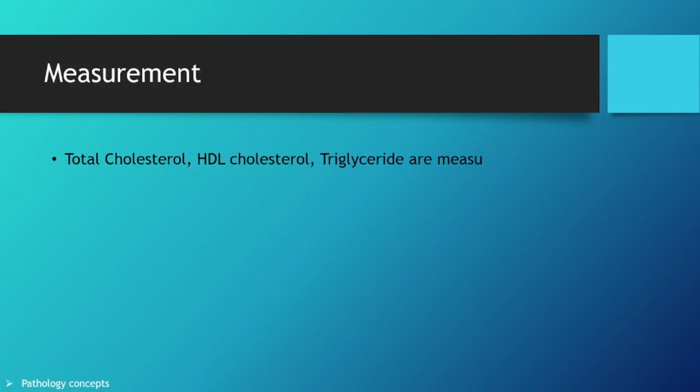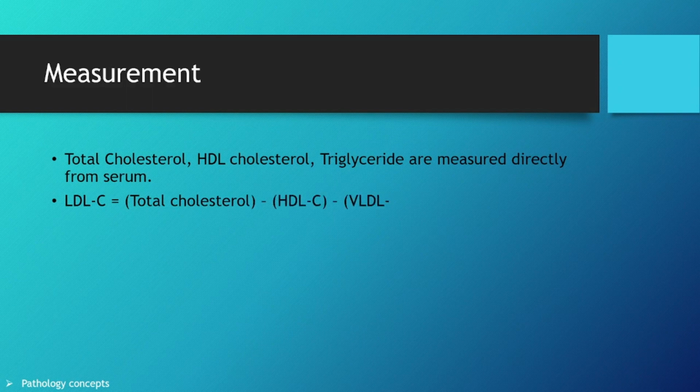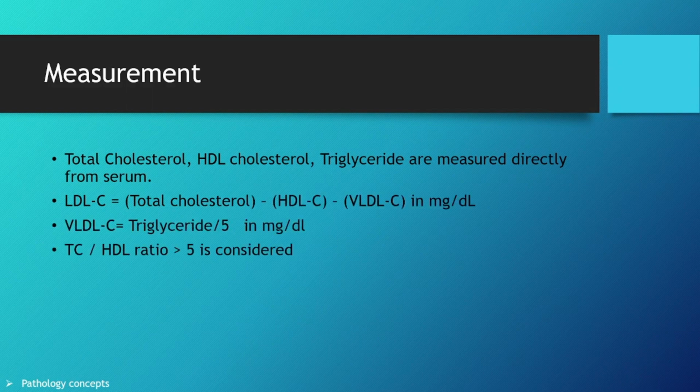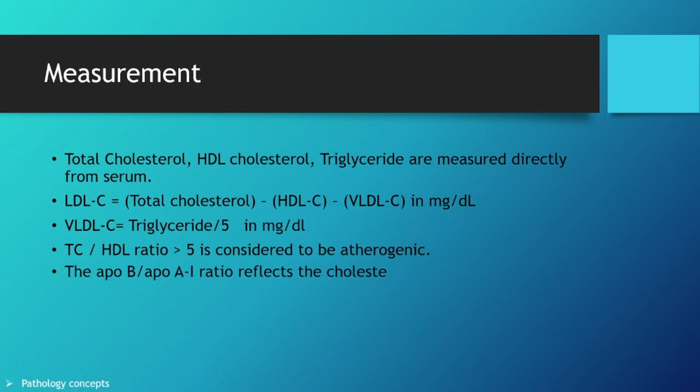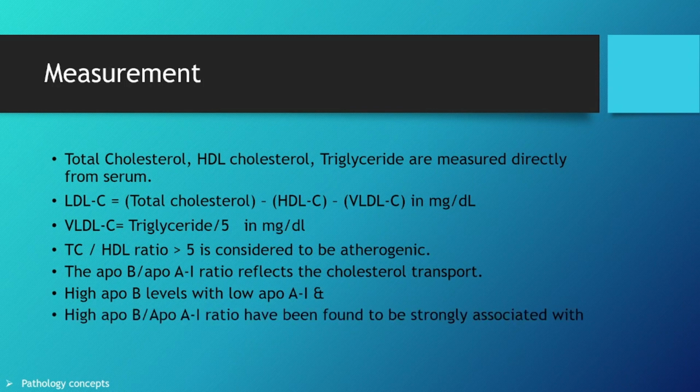Measurement: total cholesterol, HDL and triglyceride are directly measured, and all others are calculated. For LDL, total cholesterol minus HDL minus VLDL is equal to LDL. VLDL is equal to triglyceride divided by 5, and the total cholesterol to HDL ratio is calculated. If it is more than 5, then it is considered to be atherogenic. The ApoB/ApoA1 ratio reflects cholesterol transport. High ApoB levels with low ApoA1 levels and a high ApoB/ApoA1 ratio have been found to be strongly associated with cardiovascular disease risk.